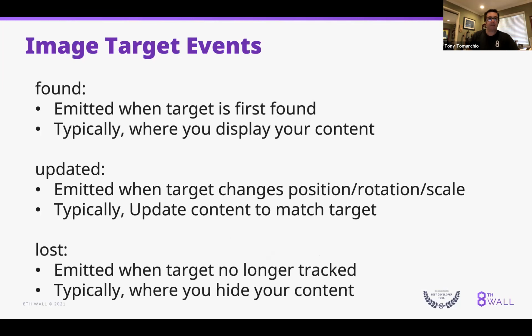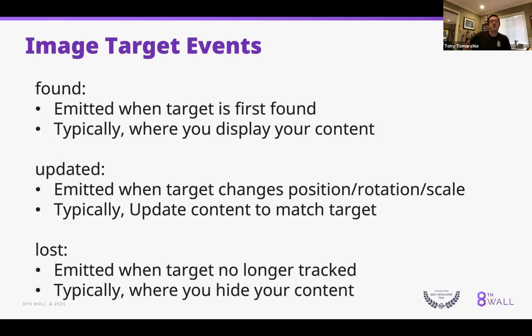Okay. So now the three that are probably most familiar to you: found, updated, lost. So the found, or XR image found, depending on the platform. This is emitted when a given image target is found for the first time or found again after it's been lost. And this is generally where you would tell your AR content, whether it's the video or the 3D model, to display, make it visible. And align it with the position, rotation, and scale of the image target that's been returned.